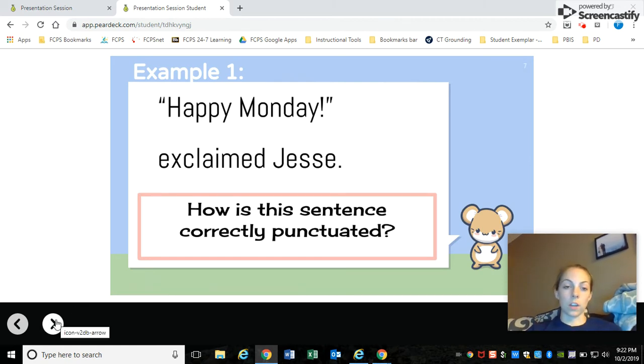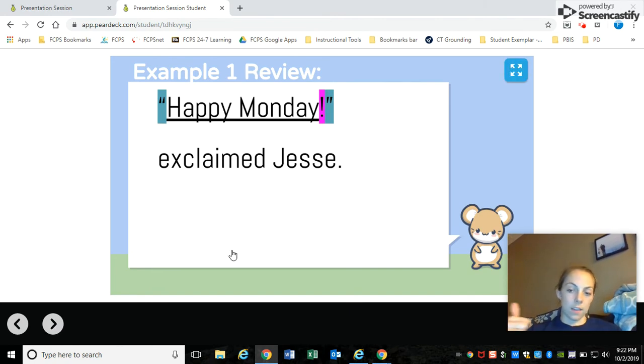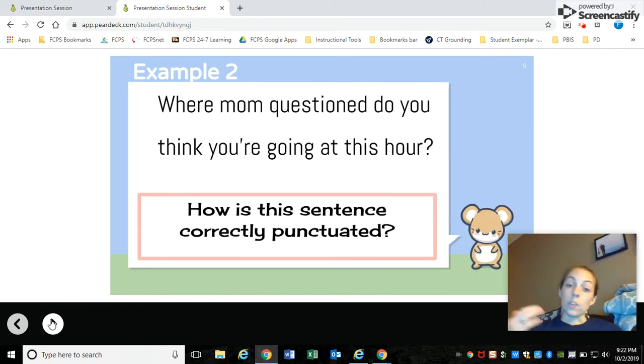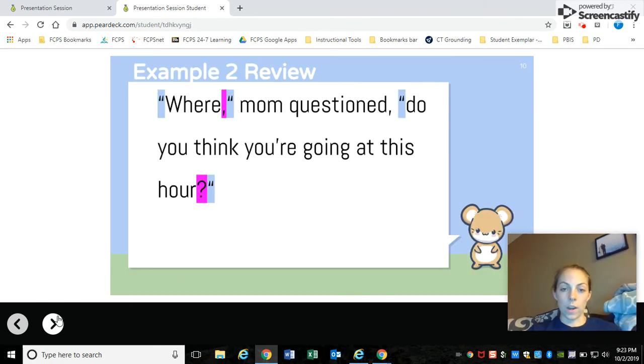And then to check my answers, I go to the next slide. Yay, it's good to go. Okay, so my thinking is correct. Next one, the tricky one. Look, this one doesn't have that punctuation in there at all. So I have to think to myself, all right, where mom questioned, do you think you're going at this hour? So "mom questioned," remember from the examples, is the dialogue tag. So if that's the dialogue tag, that means "where" is part of the saying, and "do you think you're going at this hour" is the other part. So I know I need to follow QSPQ here, and I need to follow QSPQ all through here. So it'll look something like this when it's done.